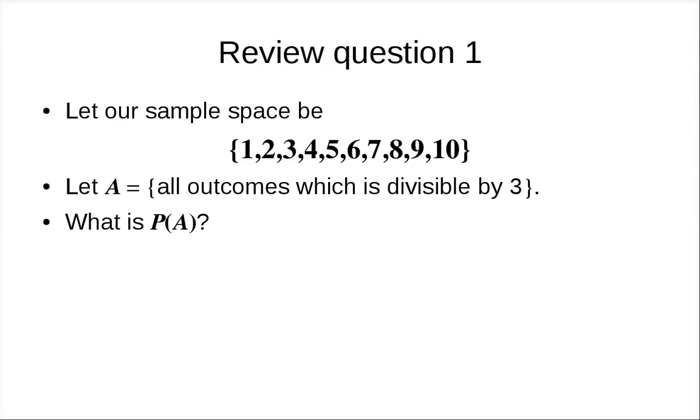So this is our sample space, and let A be the event that you get an outcome which is divisible by 3. So what is P(A)? How to figure that out? We need to basically count, right? We want to count the number of outcomes which are divisible by 3. So this is 1, 2, 3, right? So it's going to be 3, and the number of possible outcomes is 10. So this is 0.3. So that's the solution.